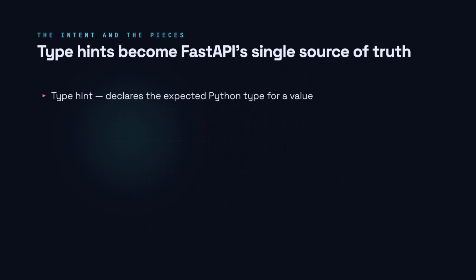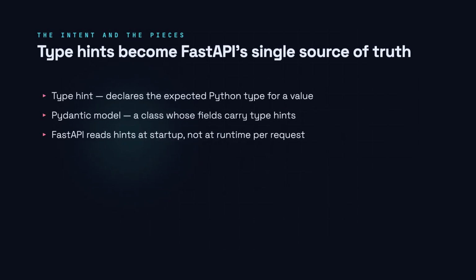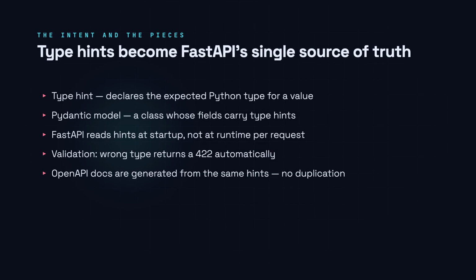Let us name the pieces. A type hint is the colon annotation you write after a parameter name, like item_id: int. A Pydantic model is a class that extends BaseModel, where every attribute has a type hint. FastAPI inspects your function signatures when the application starts up, builds validation rules from the hints, and generates an OpenAPI schema from those same rules. You write the shape of your data once and three things, validation, coercion, and documentation, follow for free.